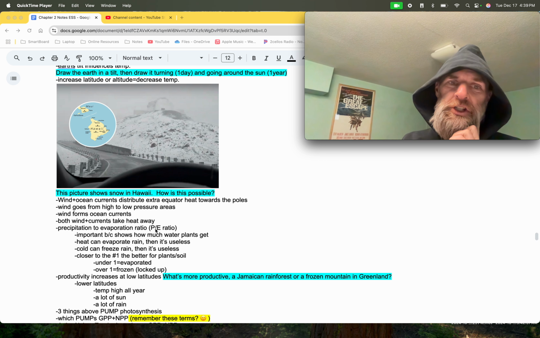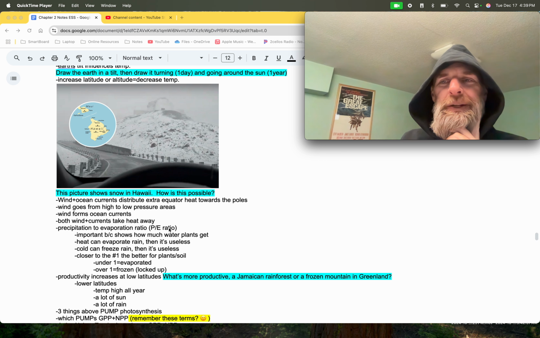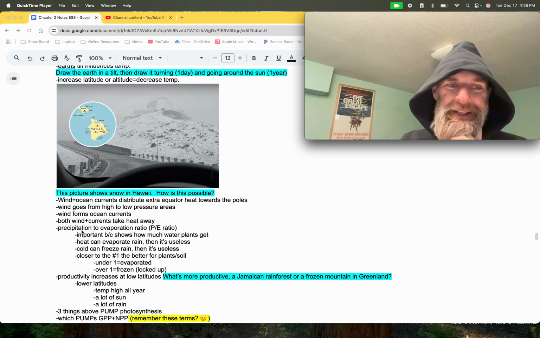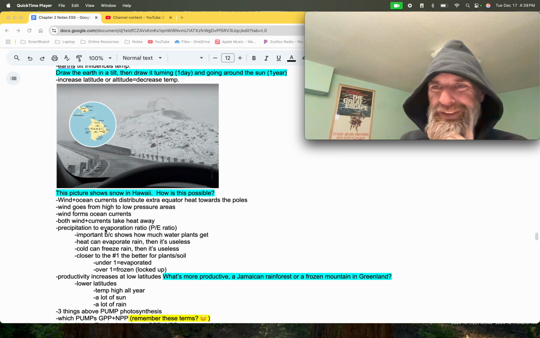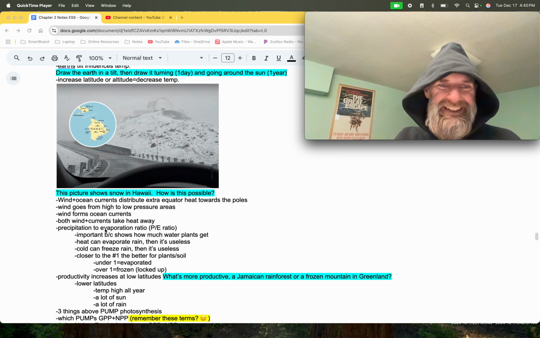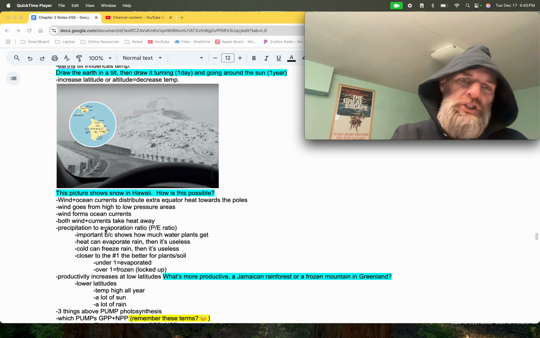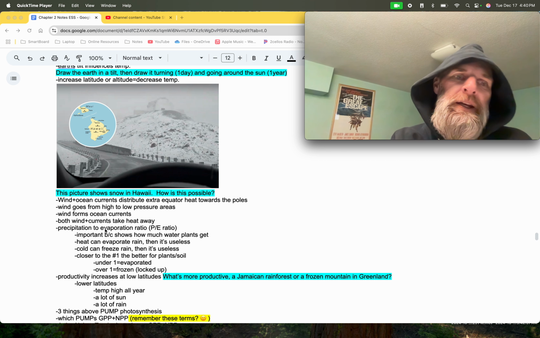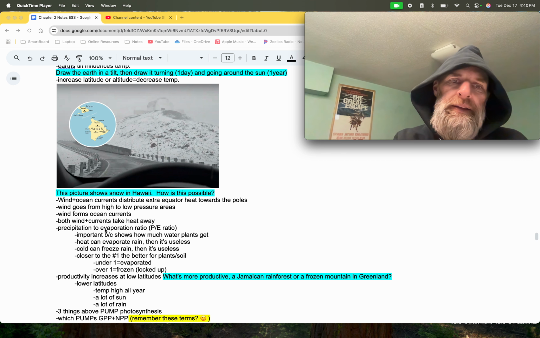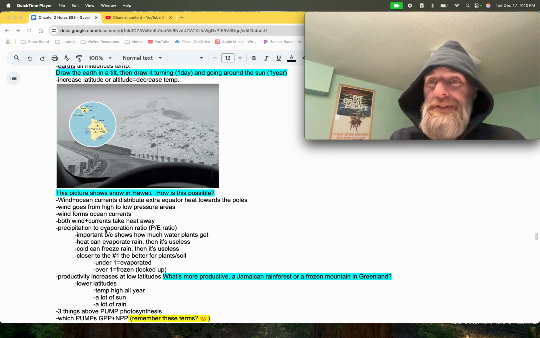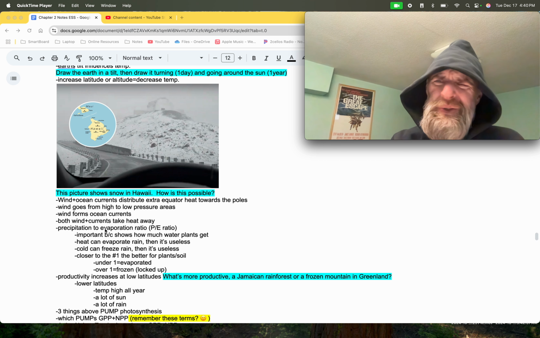Precipitation to evaporation ratio. P to E ratio. Yep. The P is for precipitation. The E is for evaporation. Got it? Yeah, got it. Okay. This is important because it shows how much water plants get. Heat can evaporate rain, then it's useless. So, some of those rainstorms you get in Jamaica or Puerto Rico, and you're like, oh, what a useless rain. It rained for like 5 minutes and now it feels hotter. It feels actually like stickier, more humid.